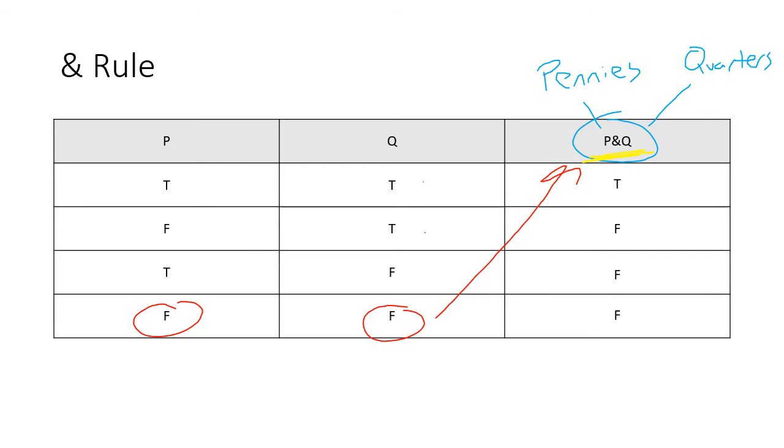So that's why an ampersand is only true when both of the conjuncts, the left and the right side, are true. Each one, the P and the Q, represents a different conjunct. The P is the left conjunct, the Q is the right conjunct. Here, it's only true where both conjuncts are true.